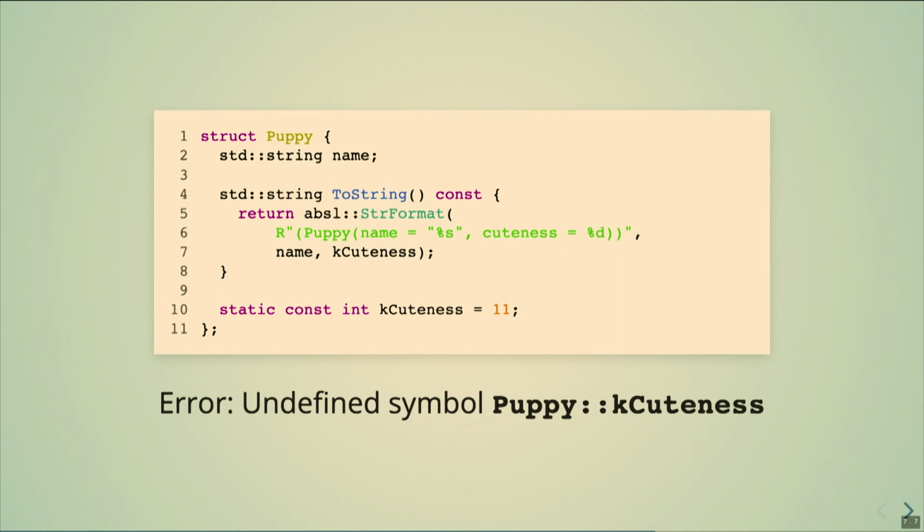So this error message at the bottom, error: undefined symbol Puppy::kCuteness, is probably the most confusing error message I have ever seen from any toolchain, right? I'm looking at the definition right there on line 10. What do you mean it's not defined? So this showed up hundreds of times as we were making these changes. And the problem here is actually not visible on the slide. It's a combination of some pretty esoteric language rules and the definition of absl::StrFormat.